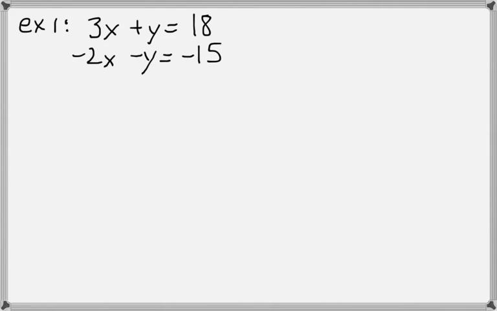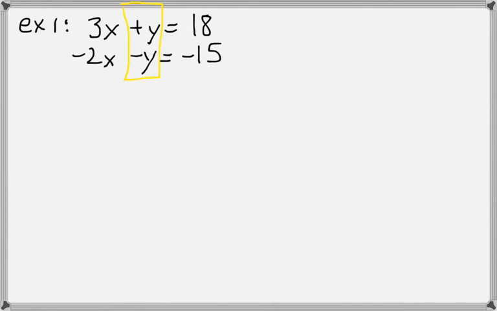Here we have 3x plus y is equal to 18, and negative 2x minus y is equal to negative 15. So step 1, we need to choose a variable to eliminate. Knowing in step 2 that we want same number, opposite sign, if we look at this strategically, our y's are already set up that way. We have a positive 1y in the first equation and a negative 1y in the second equation. So this is already set up for us the way we want, so it makes the most sense to choose to eliminate that variable first. So we're going to eliminate the y.